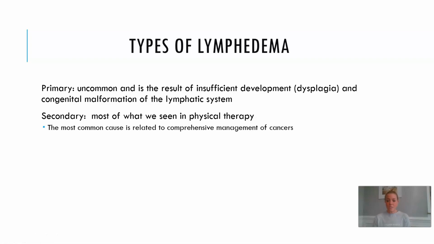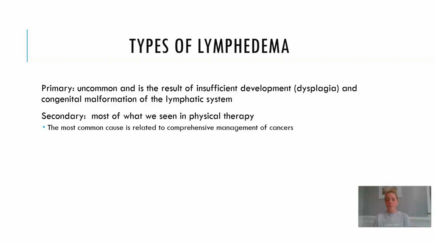So there's two major types of lymphedema, primary and secondary lymphedema. Primary is pretty uncommon. It's the result of insufficient development or congenital malformation of the lymph system. So the lymph system just doesn't develop the way that it should. Secondary is the most common type. It's the kind that we will probably be seeing in physical therapy, and it's typically related to the management of cancer.